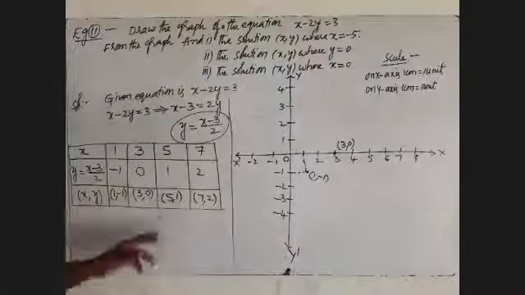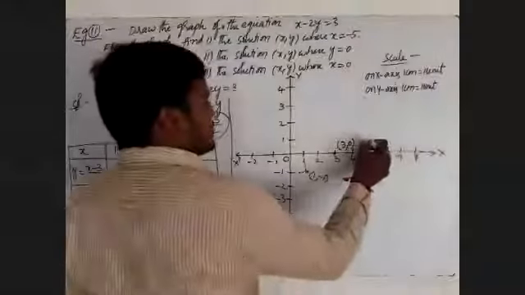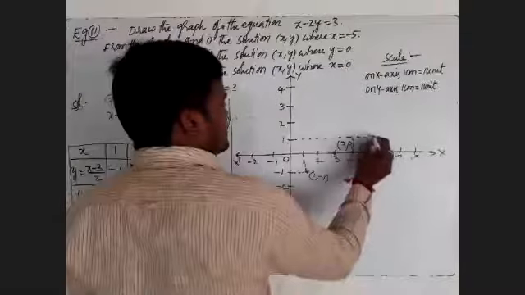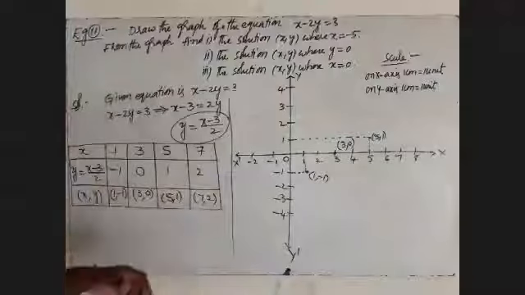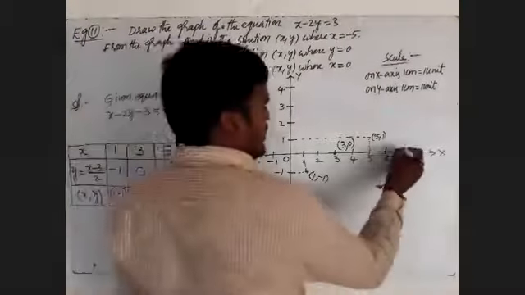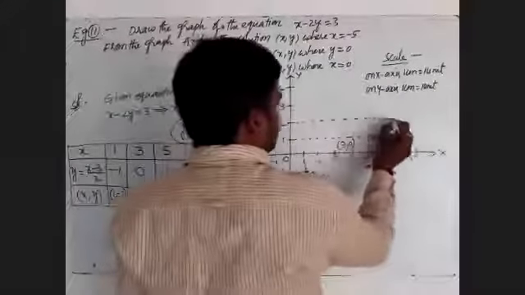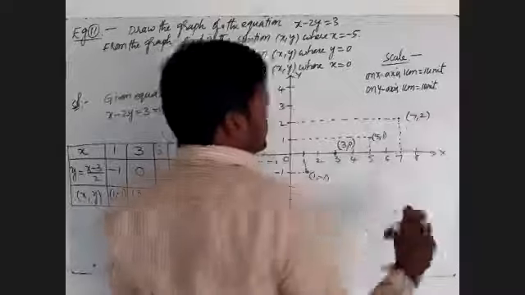After that, we'll take the point 5 comma 1. On the x coordinate we will take 5, the y coordinate we will take 1. That is the point, name it as 5 comma 1. After that, we'll take the point 7 comma 2. On the x coordinate we will take 7, the y coordinate we will take 2. That is the point, name it as 7 comma 2.